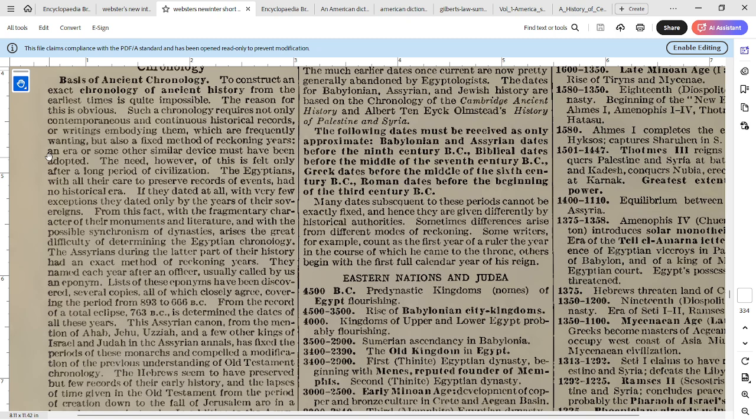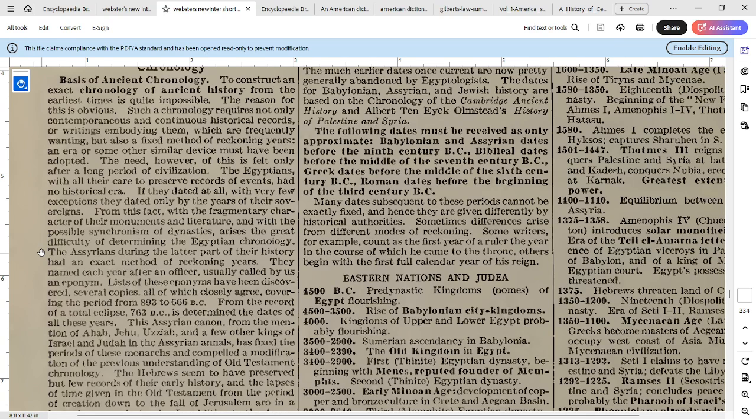The Egyptians, with all their care to preserve records of events, had no historical era. If they dated at all, with very few exceptions, they dated only by the years of their sovereigns. From this fact, with the fragmentary character of their monuments and literature, and with the possible synchronism of dynasties, arises the great difficulty of determining the Egyptian chronology.